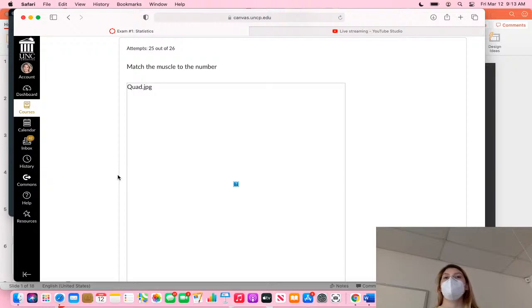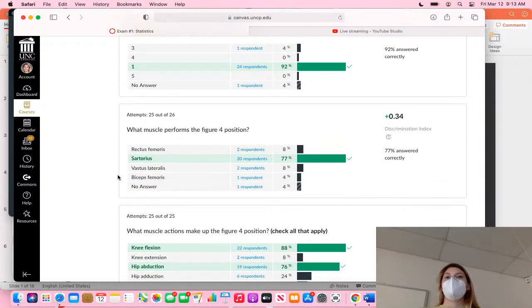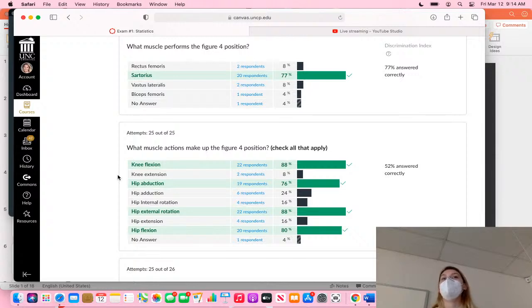Okay, we got this one, which pretty much everyone got right except for a few people. So rectus femoris is obviously going to be number 4. What muscle performs the figure 4 position? I think I said this like a gazillion times. So sartorius, remember that FABER, the flexion, abduction, external rotation, figure 4. And there's the answer. So knee flexion, hip abduction, external rotation, hip flexion.